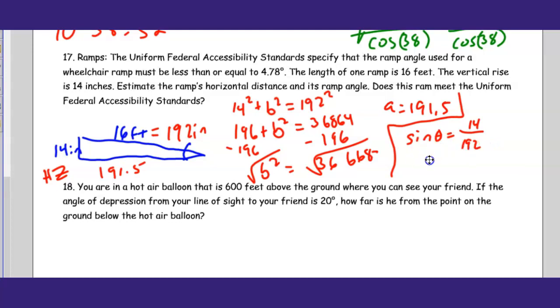I can't take sine of theta directly, so I use the inverse. When I do that, I get 4.2, so this is 4.2 degrees. The question was, does the ramp meet the Uniform Federal Accessibility Standard? Yes, it does. That 4.2 is less than 4.78. So the answer is yes, and we proved it mathematically.